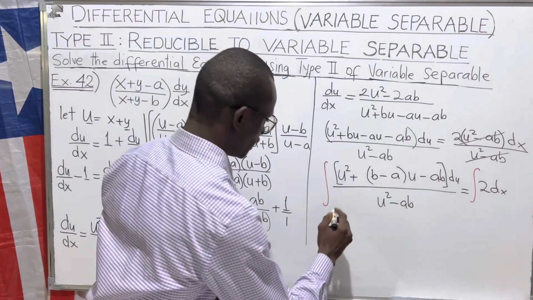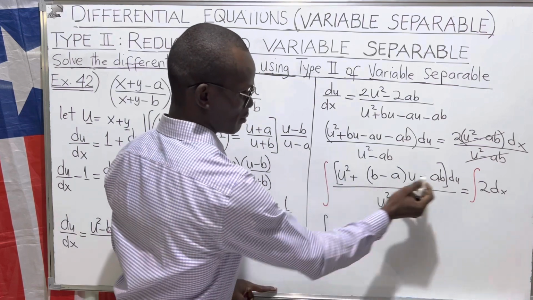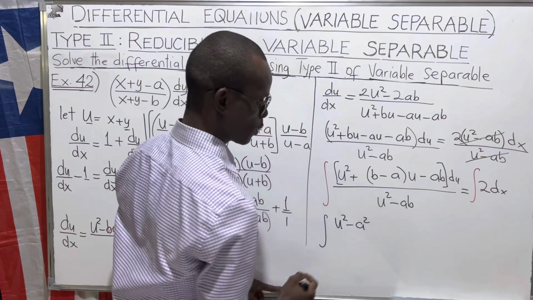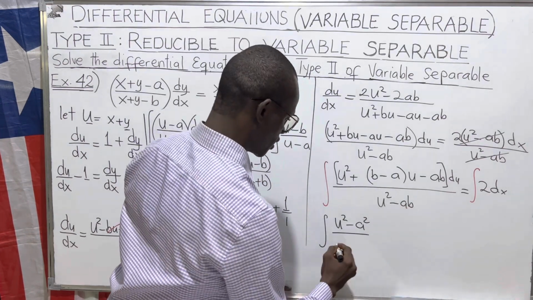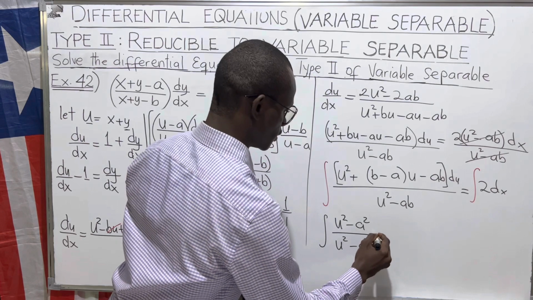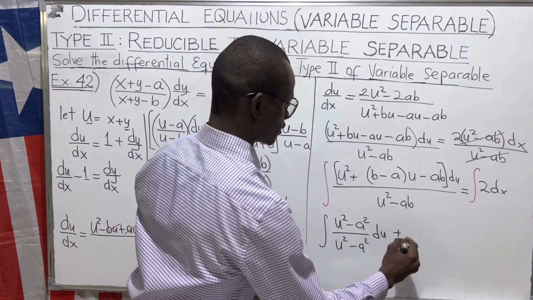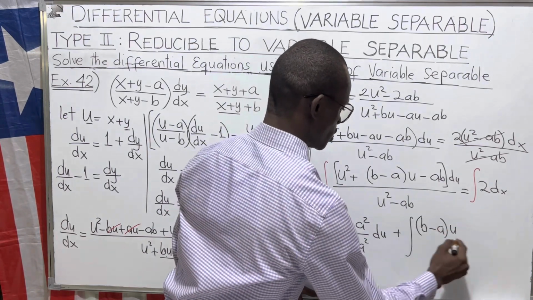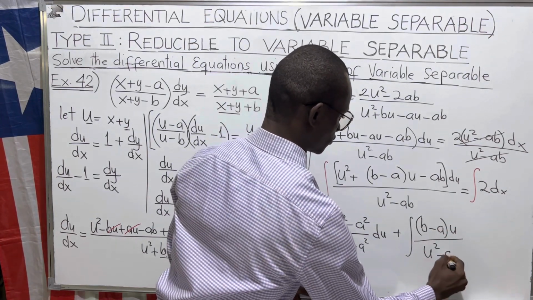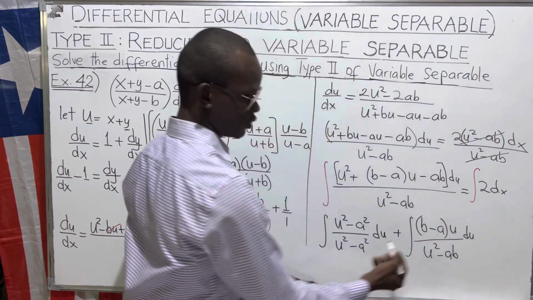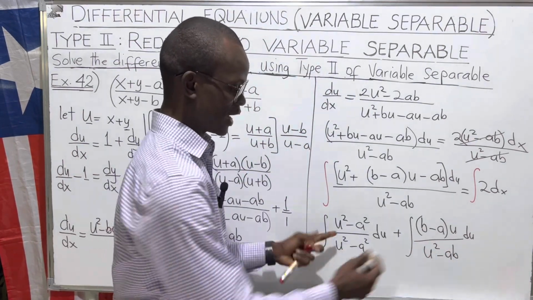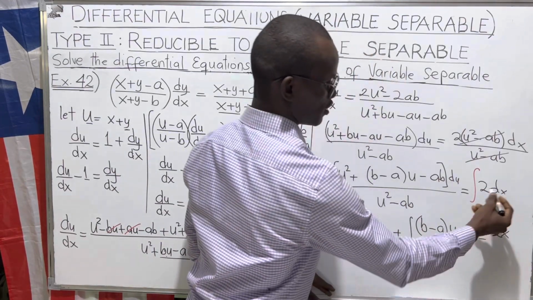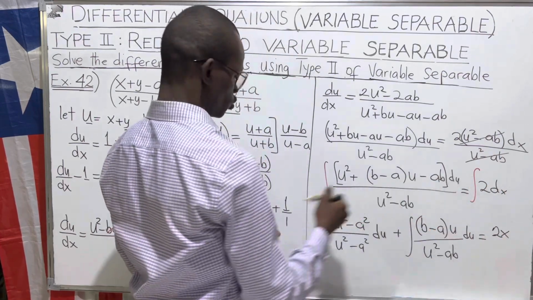So to integrate the left-hand side, we have the integral of, now the first term and the last term, we can group them. u square minus a square. And we're going to express it over this denominator, u square minus a square, so we say du plus, the second term, which is (b minus a) u over the same denominators. When the denominators are the same, you can just take one of them and add the numerators. So we just open them up. That's all. We didn't change anything. So the integral of 2 dx is just 2x.